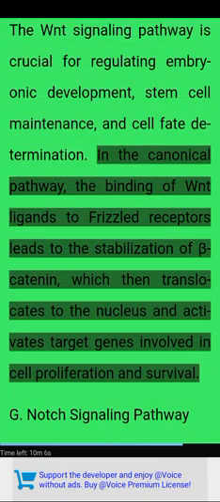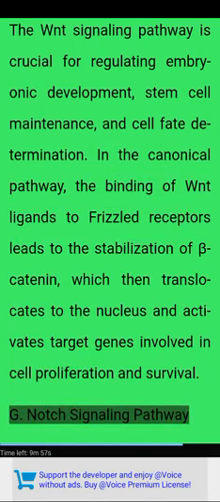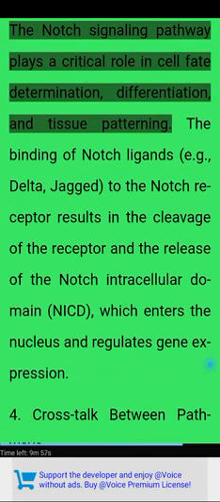In the canonical pathway, the binding of WNT ligands to Frizzled receptors leads to the stabilization of beta-catenin, which then translocates to the nucleus and activates target genes involved in cell proliferation and survival. 3. Notch signaling pathway. The Notch signaling pathway plays a critical role in cell fate determination, differentiation, and tissue patterning.